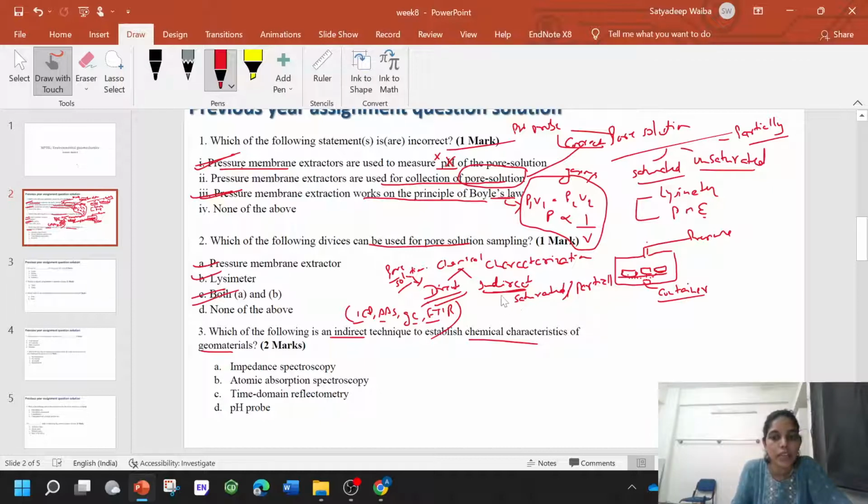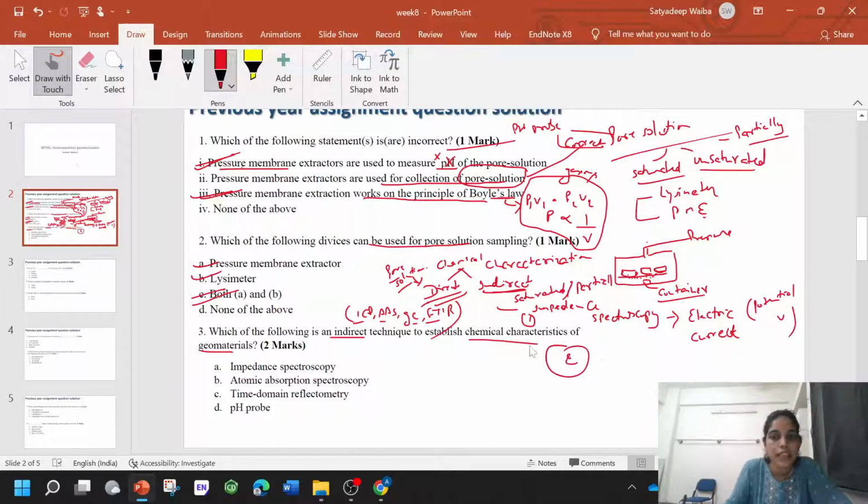So for indirect, he says that there are a few instruments. One is impedance spectroscopy. Impedance spectroscopy is actually based on the electric current: you pass the electric current through the soil and you check the change in potential and comment on the chemical characteristics. So it depends on the change in potential, or voltage. So this is one, impedance spectroscopy.